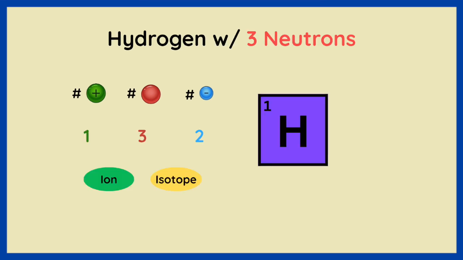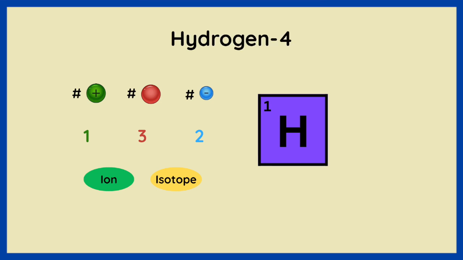Let's single in on our hydrogen isotope with 3 neutrons. We know it's hydrogen because there's 1 proton, and it's an ion because protons and electrons are not the same. This particular isotope of hydrogen is called hydrogen-4. But where exactly are we getting this 4 from?